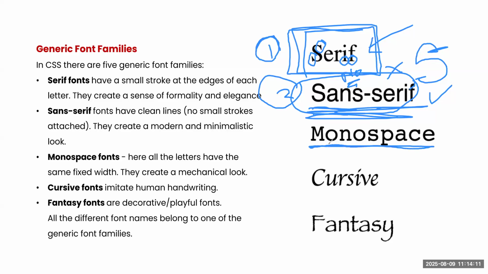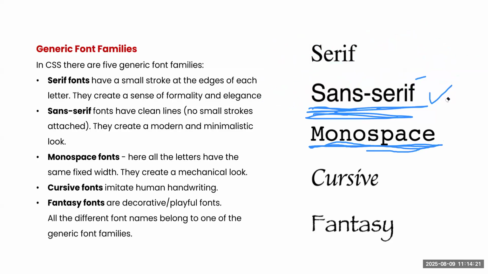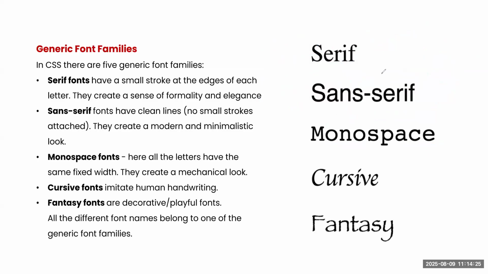Then there is another style called monospace. What is monospace? Right now we know about serif and sans serif. What are the differences? Here we have a serif font. We have a stroke. But in sans serif there is no stroke. Right? But in monospace there is a difference.